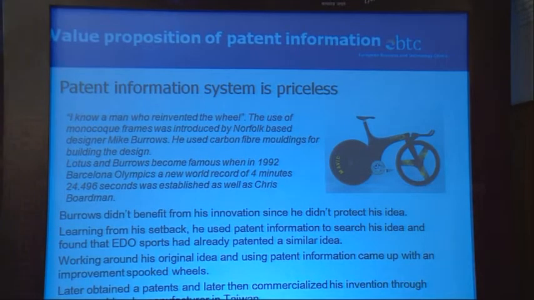And of course, acquisitions happen. Rakesh has already spoken about it. This is a priceless example of value proposition of patents. This is a famous case of Mike Burrows, who did a steel frame. Courtesy Wikipedia, the Lotus cycle I have never seen, but it looks something like this.